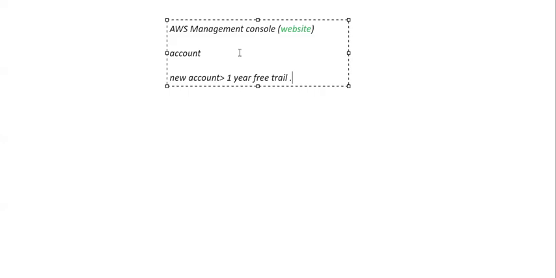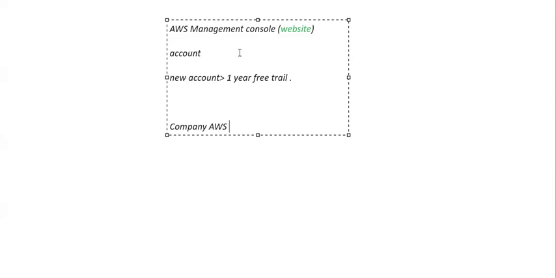Okay. So let's say you joined a company. For company work, which email do you prefer to use, your personal or company email? You must use the company email, right? Yes. So that means the company will sign up for the AWS account. The company needs to sign up for the AWS account.